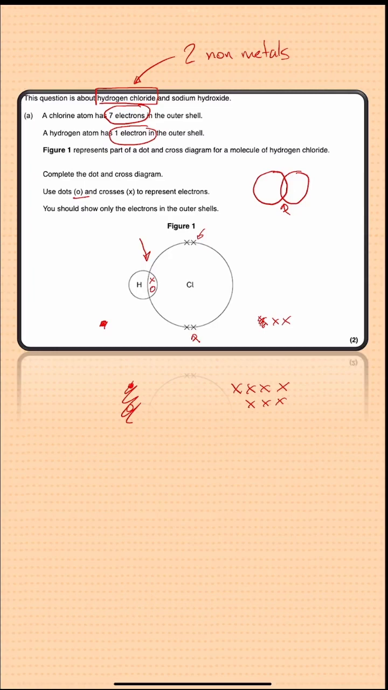Now, what we're left with, hydrogen, there's no electrons left. Chlorine, there's still 2 left. So we'll add that in, 1, 2. And that's our diagram completed.